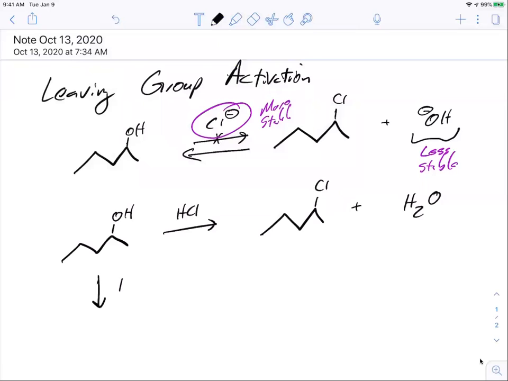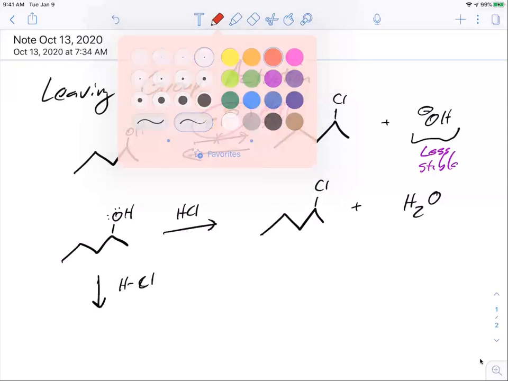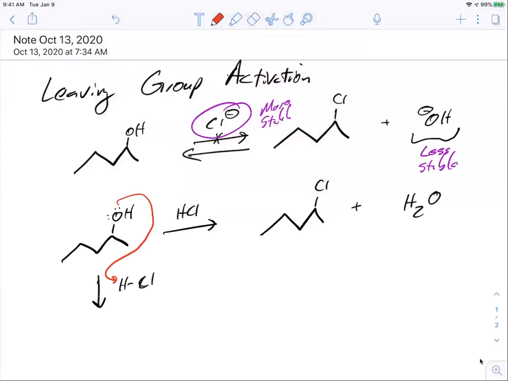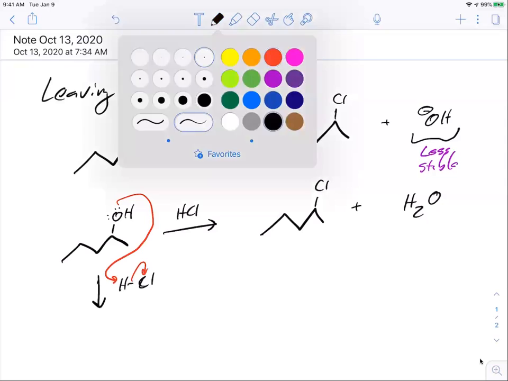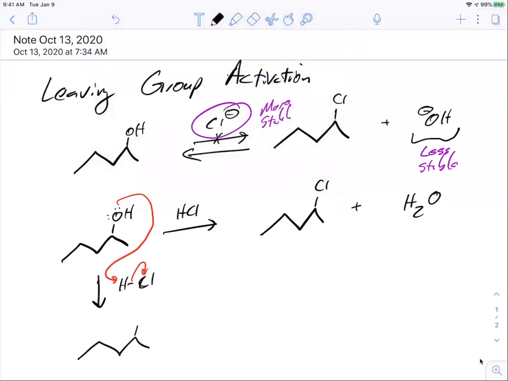first step I'm doing is I'm actually having the alcohol react with the acid. So this is an acid-base reaction where the alcohol is picking up a proton. Leaving group's leaving, the chloride's leaving. That gives me now the protonated form, right? The hydronium here. Now, in this case, this is secondary. Under the conditions I'm reacting this in, this is actually likely going to be an SN1.